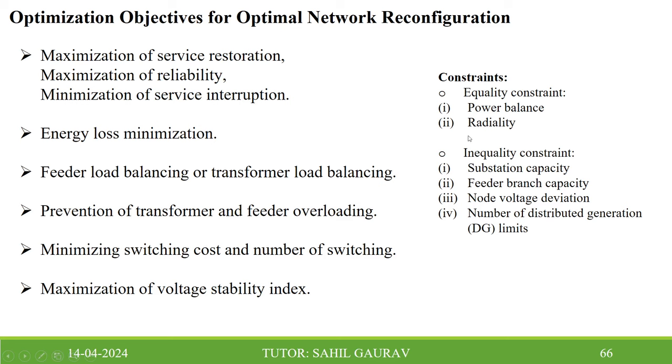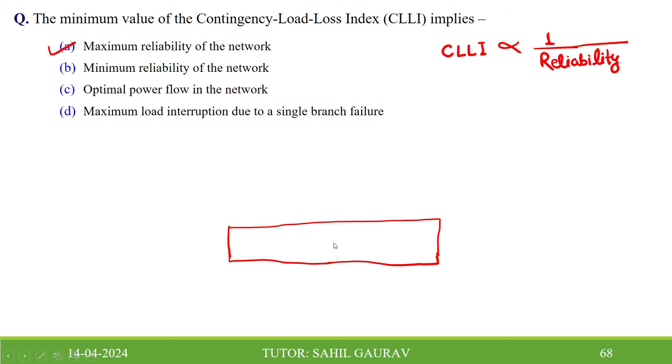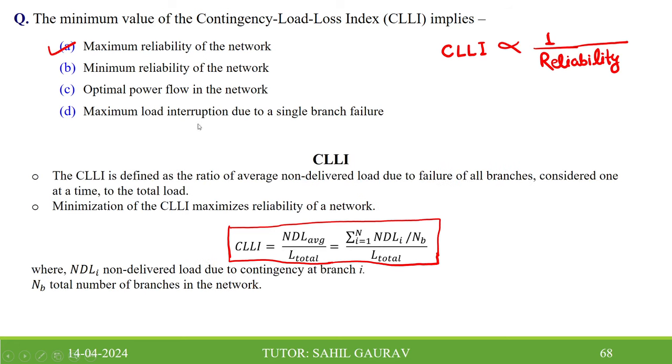And there are some constraints, and these need not always be taken as constraints in every optimization problem. Here I have given what can be the constraints for this optimization problem, equality constraints and inequality constraints. For optimal network reconfiguration, you can classify the optimization approaches and solution strategies based on this figure. And here we have one problem based on the CLLI, which I have shown here.